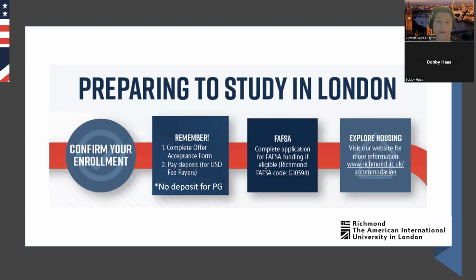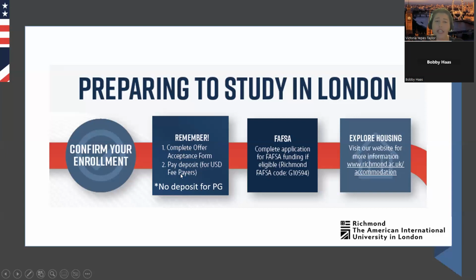What does this mean? This means completing your offer acceptance form that you plan to join us. If you deferred from a previous semester, you do need to complete a new one. So either way, offer acceptance form. And then second, for undergraduate students who are paying in US dollars, you have a $500 tuition deposit to hold your spot. I do note that our PGs, our graduate students, do not have that same deposit. So that is just for undergrads.